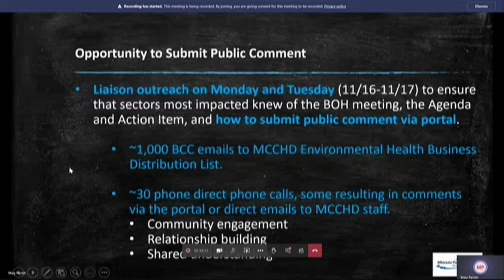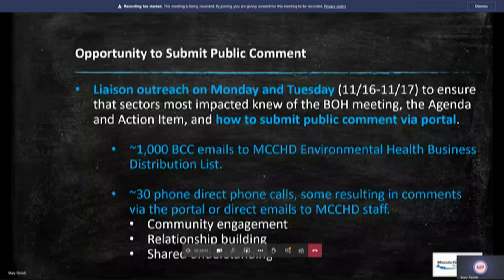In addition to that promotion and outreach, the liaison, Stephen Robertson, who is associated with our incident response, conducted outreach from his liaison position. He did that on Monday and Tuesday of this week. That was because we really wanted to ensure that the sectors that would be most impacted, beyond the general public or residents of the county, knew that this Board of Health meeting was coming up. We wanted to make sure that it was on their radar, that they knew what was on the agenda and what was a proposed action item, as well as how to submit public comments.